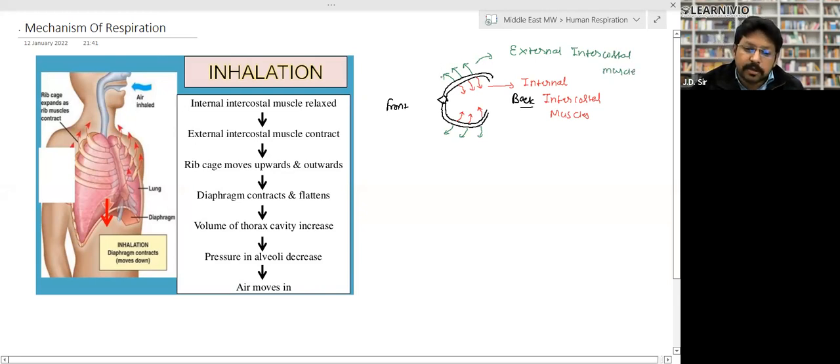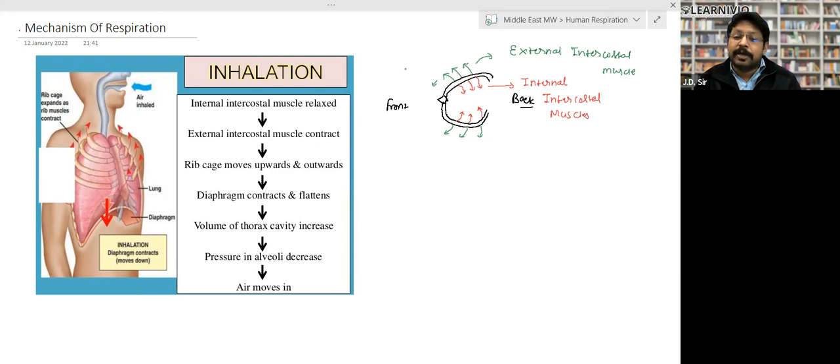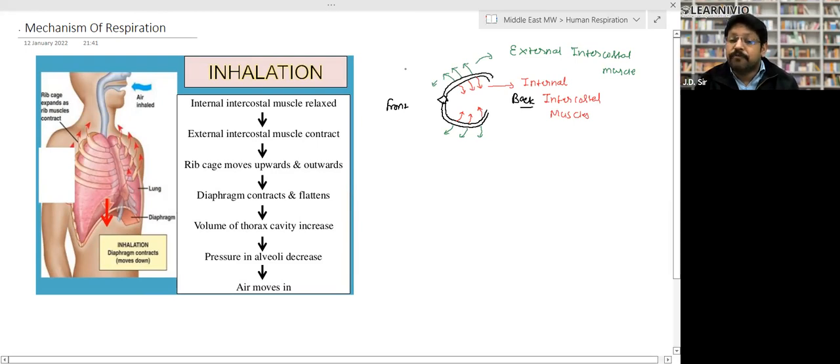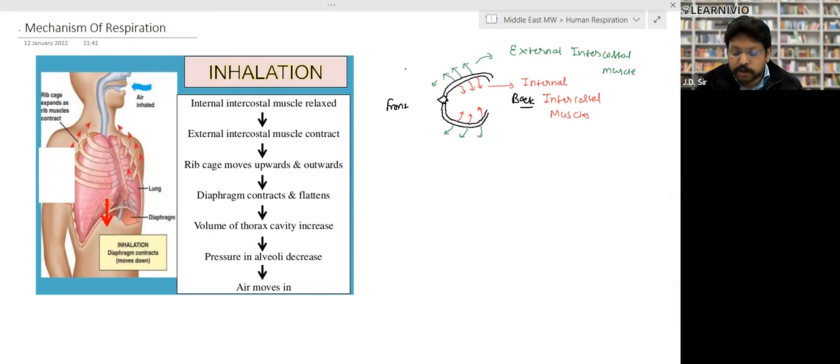If one of them contracts, then the other has to relax, right? Suppose if the internal intercostal muscle contracts, then the external will relax. If the external contracts, then the internal will relax. That's how the process takes place. Is it clear or not? The positioning is clear?